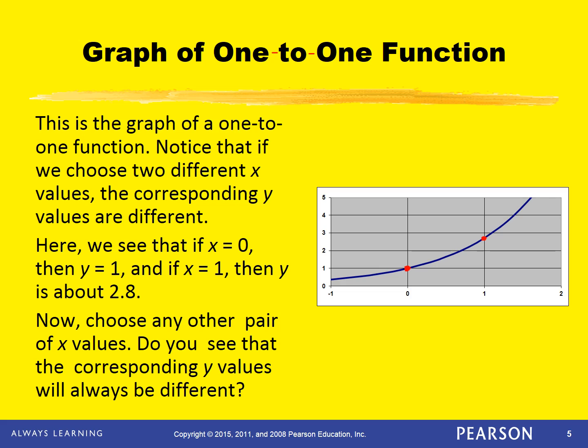Now choose any other pair of x values. Do you see that the corresponding y values will always be different? We couldn't pick another x value which has a y value that would be the same as one of the y values that we've seen up to now, right? Pick, say, this x value right here, and you're going to get a y value which looks like it's about 1.8. It's different than the 1 and it's different than the 2.8. So it is true that the corresponding y values will always be different for different x values.